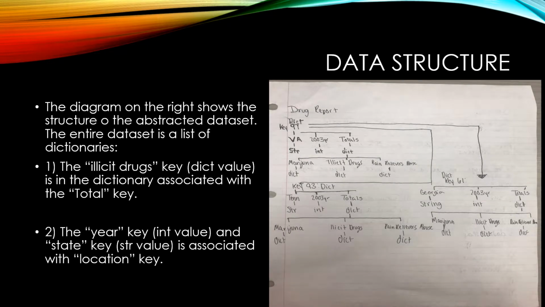Data structure. The diagram on the right shows the structure of the abstracted data set. The entire data set is a list of dictionaries. Number 1, the listed drug key's dictionary value is the dictionary associated with the total key. Number 2, the year key's integer value is associated with the state key's string value under the location key.